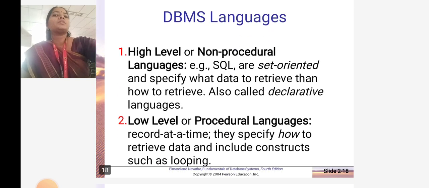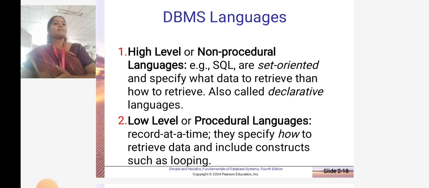DBMS languages include high level or non-procedural languages, for example SQL, which are set oriented and specify what data is to be manipulated, stored, or accessed. They are also called declarative languages. The low level languages, or procedural languages, process record at a time. They specify how to retrieve the data and include constructs such as looping. In the high level languages, the user specifies what data is to be retrieved, but in the low level procedural languages, the user must specify how to retrieve the data.